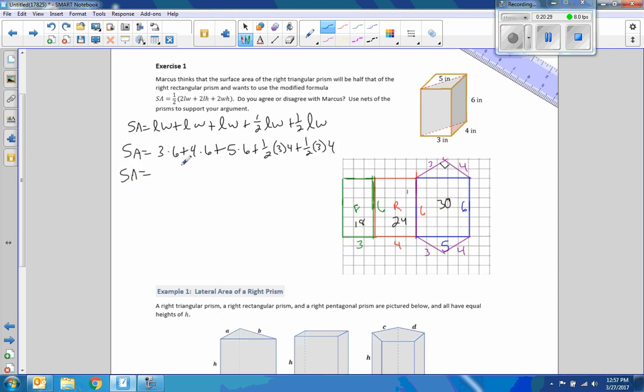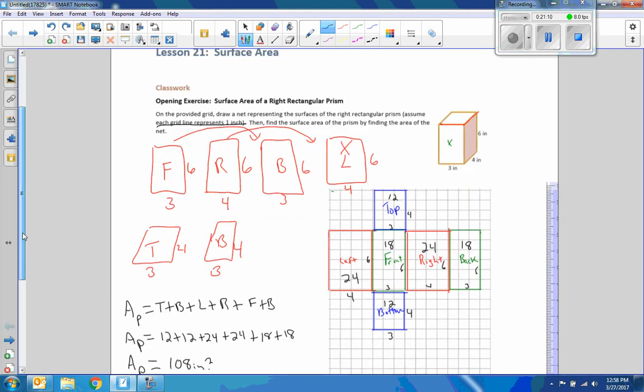So this is going to equal 18 plus 24 plus 30 plus, well, half of 4 is 2, 3 times 2 is 6, half of 4 is 2, 3 times 2 is 6. So I add all of those up and I get 18 plus 24 is 42, plus 30 is 72, plus 6 is 78... inches squared. I paused because I needed to look at what we were measuring in, and it is inches. So it's 74 square inches is what this net is.